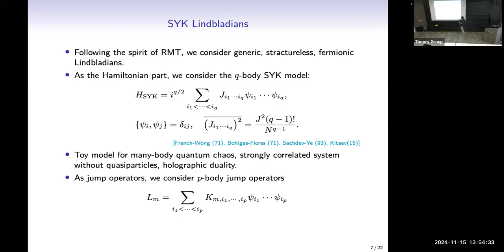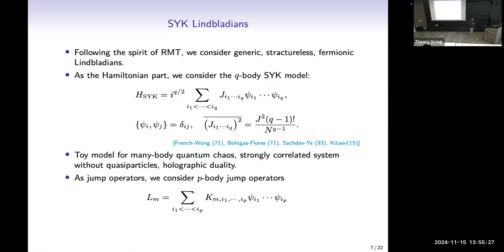And of course, it's also discussed by Kitaev and others for other interesting reasons. In particular, this can be a toy model for quantum many-body systems without well-defined quasi-particles, or a toy model of quantum many-body chaos, and it's also a toy model for holographic duality. Okay, so this is the Hamiltonian part. This is the second quantized version of the most random Hamiltonian I can think of. And then to that, I add jump operators, which consist of p-body Fermi operators with some random coefficients entering here. And there are many such operators labeled by m. Okay, so this is the simple model.